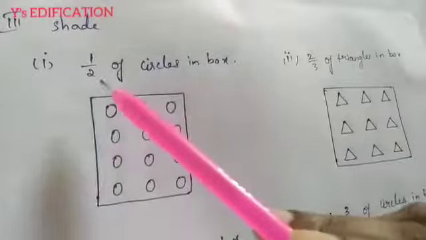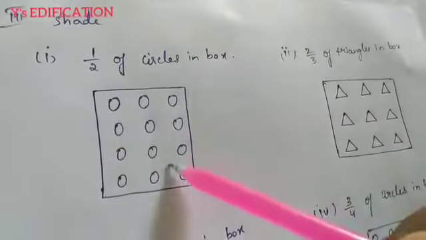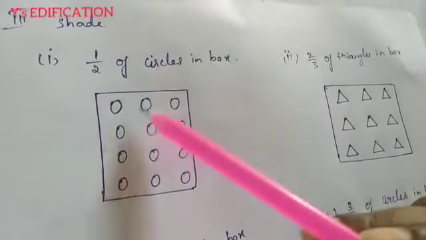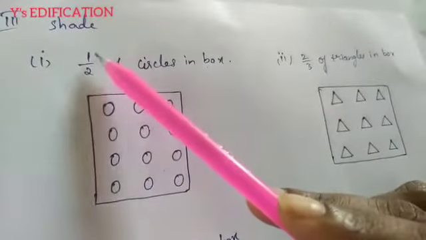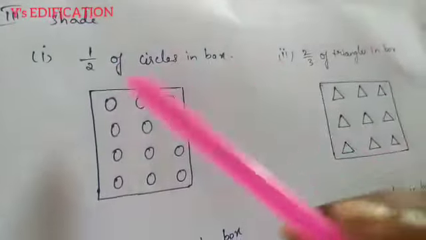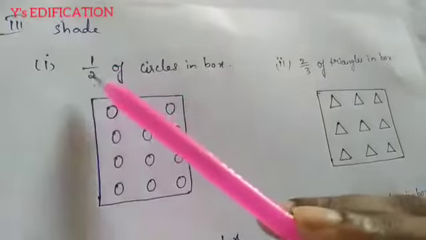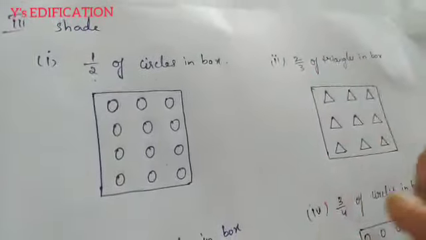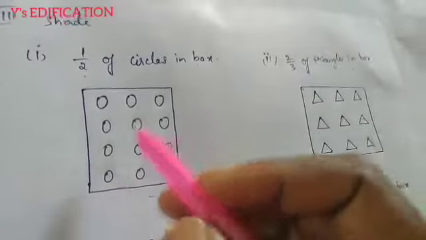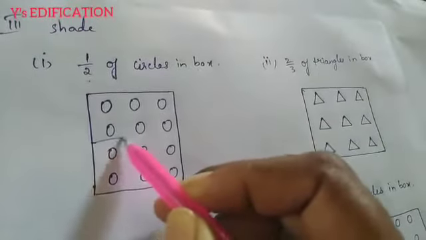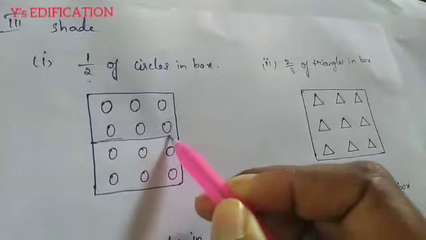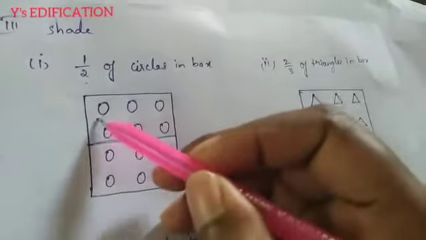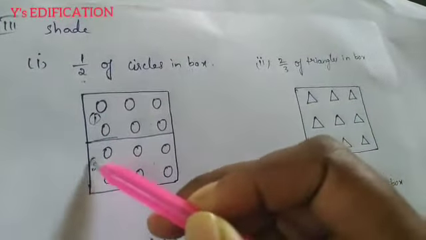Shade the 1 by 2 of circles in the box. Okay, they gave a box and they gave some circles. They're asking to shade 1 by 2 part of circles in a box. So 1 by 2 means we have to divide this box into two equal parts. So how will we divide this box into two equal parts? Let us separate this. Okay. I have separated the first box and the second box.